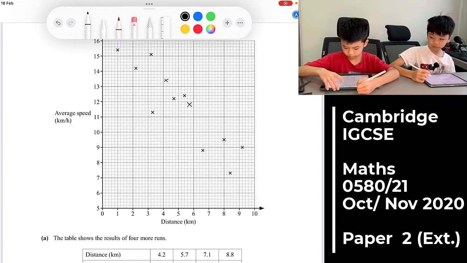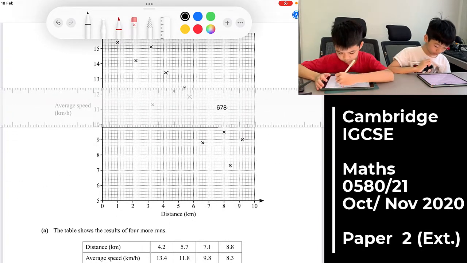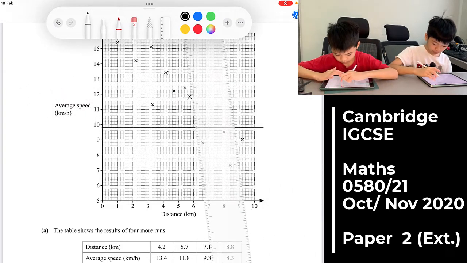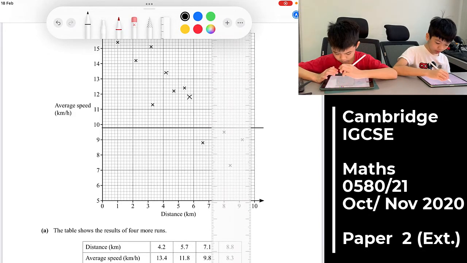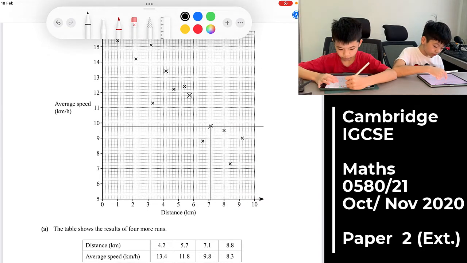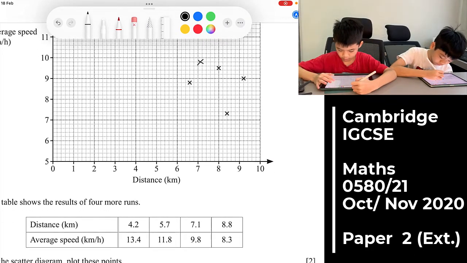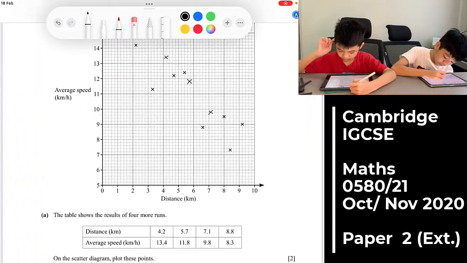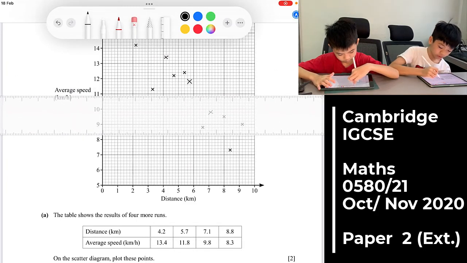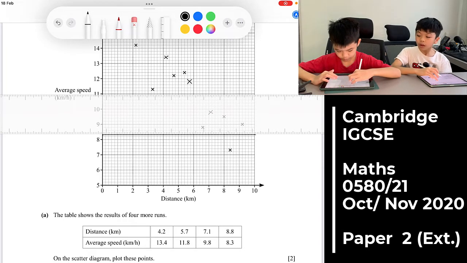And then 9.8 and 7.1. And then the last one, 8.3 and 8.8.